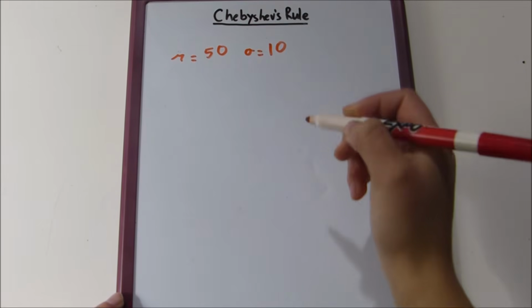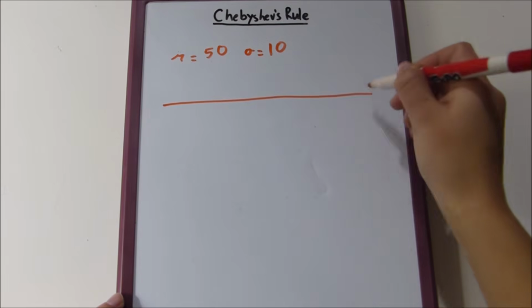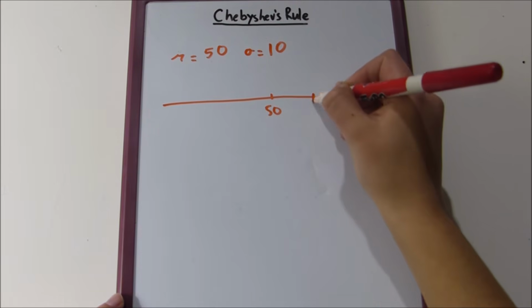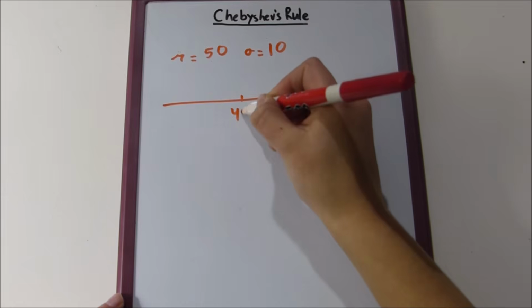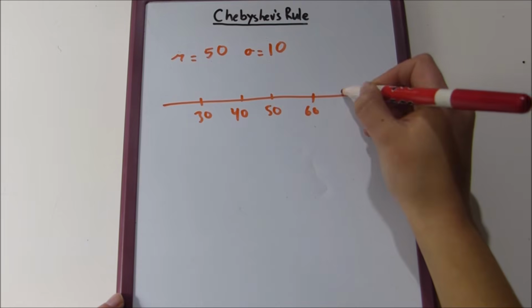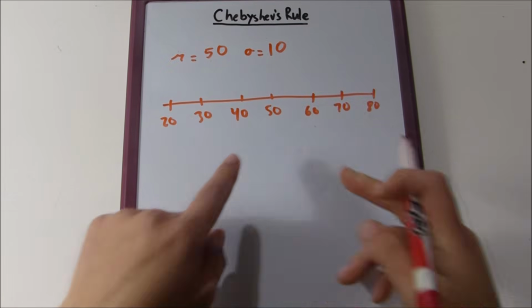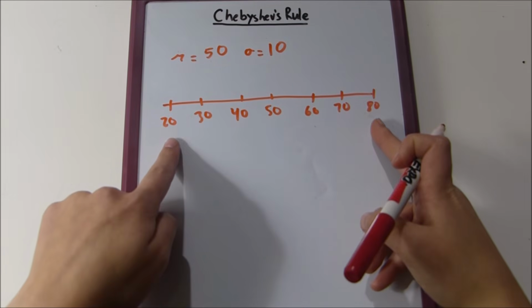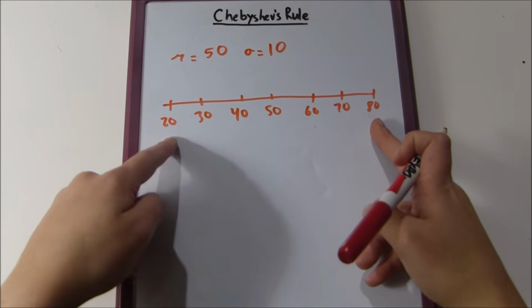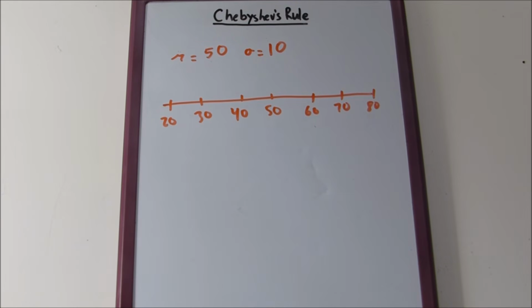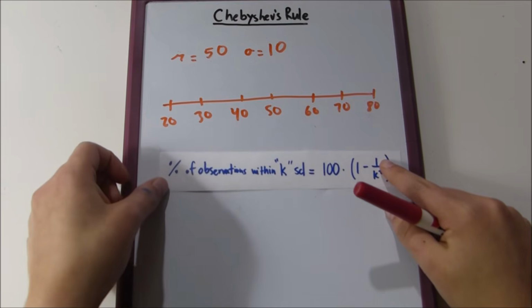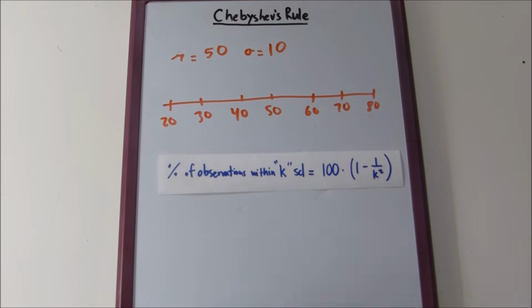So if we have sort of a number line, here's our mean, and then each time we add 10 or subtract 10, we've gone all the way out to 3 standard deviations away. So what Chebyshev's rule basically says is the percentage of observations within k number of standard deviations is equal to 100 times 1 minus 1 over k squared.